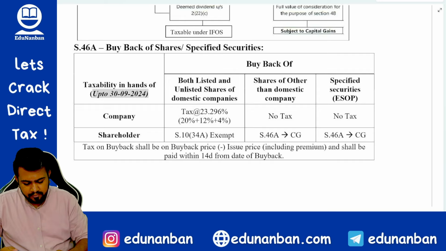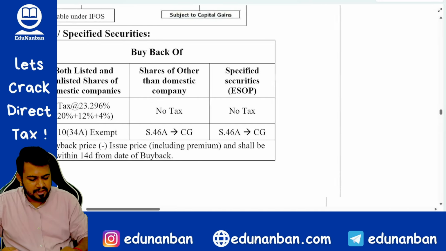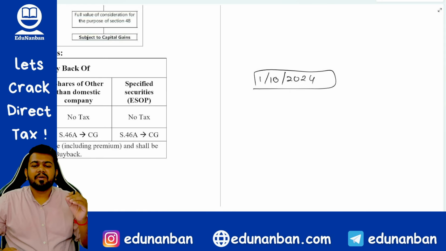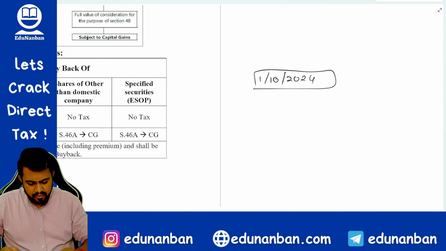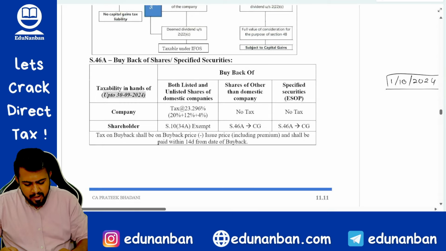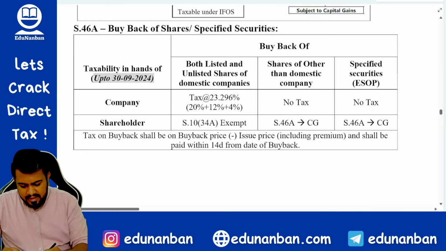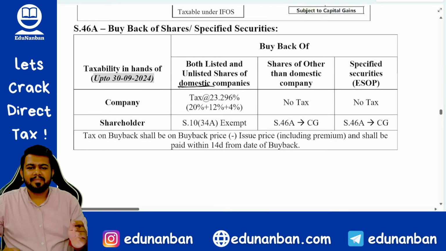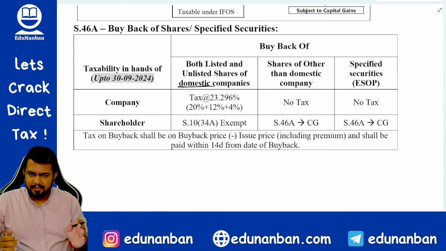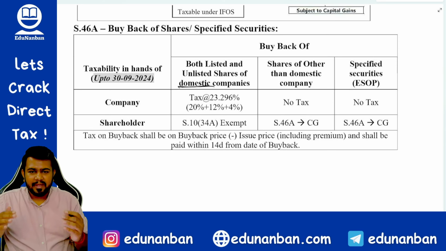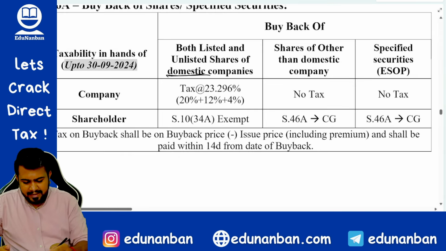So from when did the buyback provision change? Buyback provision changed from 1/10/2024. Very, very important. It changed from 1/10/2024 onwards. Okay. So up to 30th September 2024, what was the provision? If there is any domestic company, it can be a listed company also, it can be an unlisted company also. If the domestic company was buying back its own shares, then while giving the money to the shareholders for the buyback, it has to pay a tax of what?